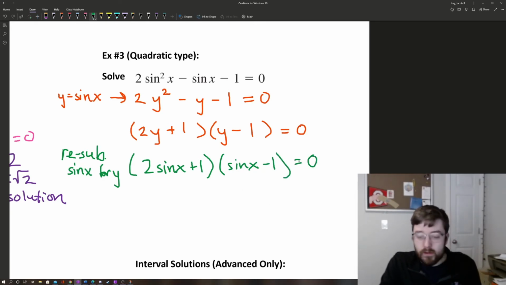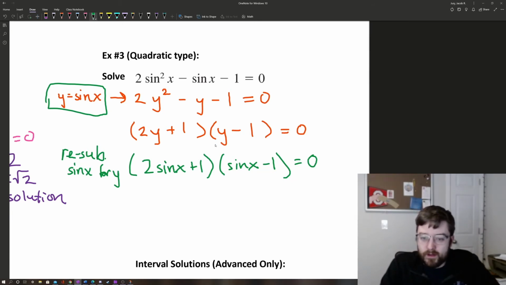So our problem is now back to a trig problem, and this is all right for me to do as long as I've defined my variable as sine of x. I'm allowed to do this, and I'm just double checking to make sure that I didn't do something silly. Yeah, I think we're good.